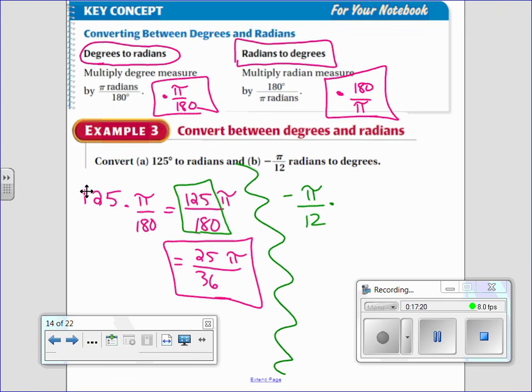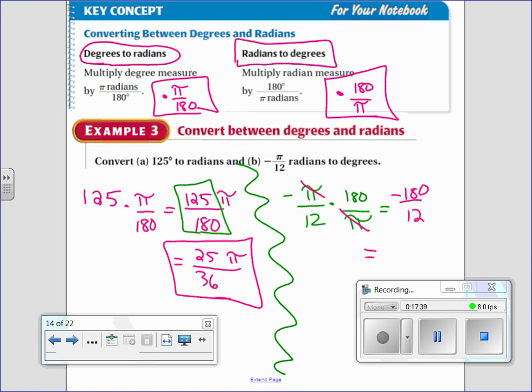So we got a negative pi over 12 and that's a radian, and we're going to degrees. So we're going to put our 180 over pi here. And this always ends up happening. The pi's always end up cross-canceling. So we'll have negative 180 over 12. Let's see what that ends up being.